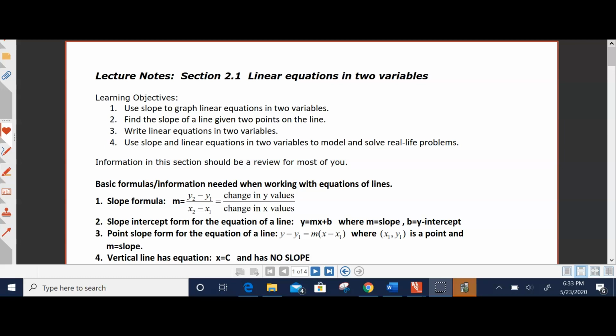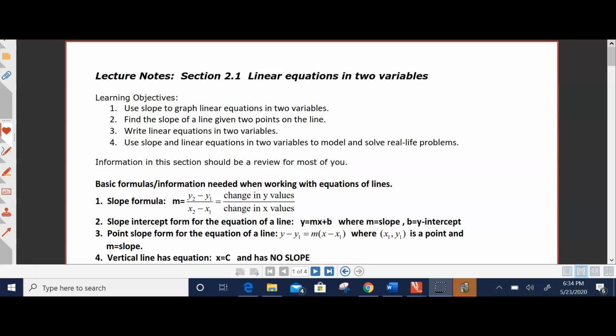Welcome to College Algebra. Let's get started in our work with functions for the semester with linear equations. So this should be a review of some work you've done previously in working with linear equations in two variables.